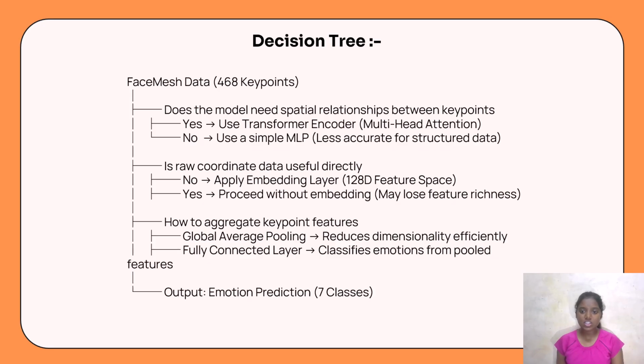And this decision tree shows the thought process, why we used embeddings, attention layers, and pooling methods. Each choice was based on maximizing the accuracy and preserving the spatial relationships in the facial data.